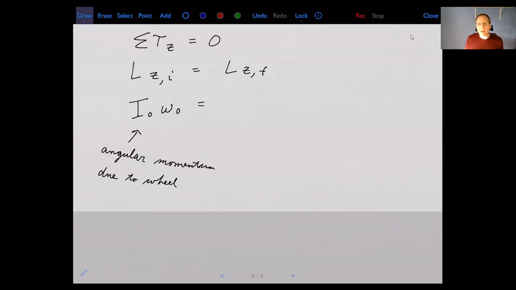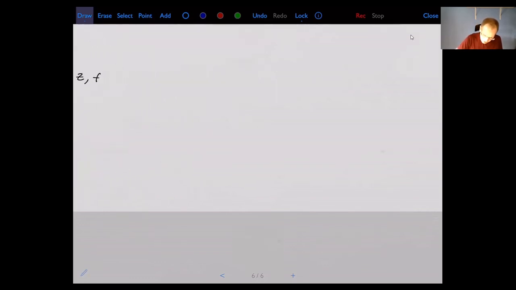And then after the person rotates the wheel through some angle theta, it might be easier to draw. Here, let me draw this out a little bit. So this is before they rotate, and then after they rotate the wheel. So initially, the wheel's spinning, and it turns out angular momentum is a vector.